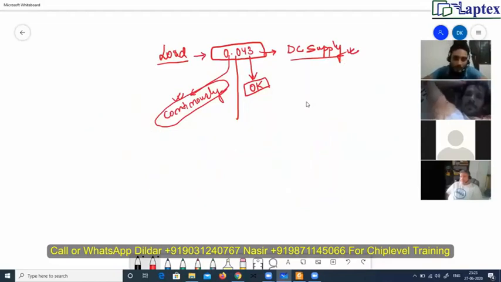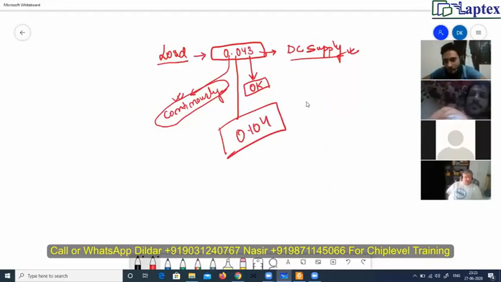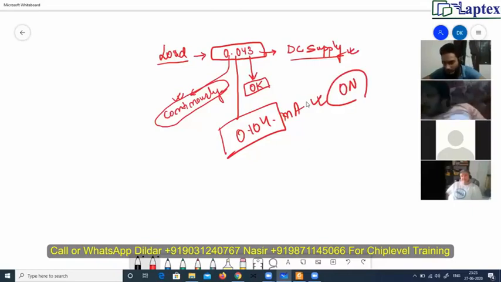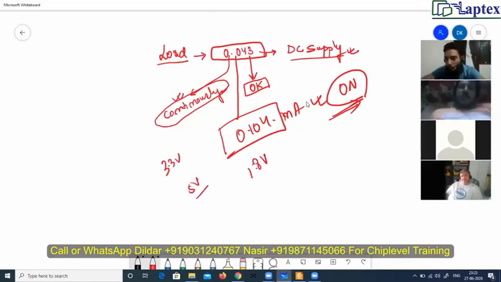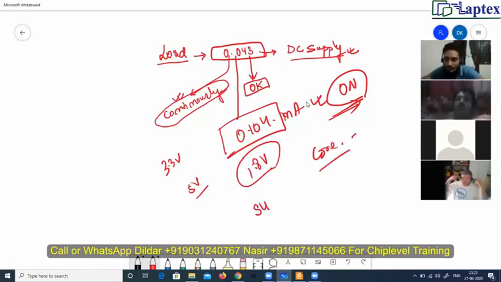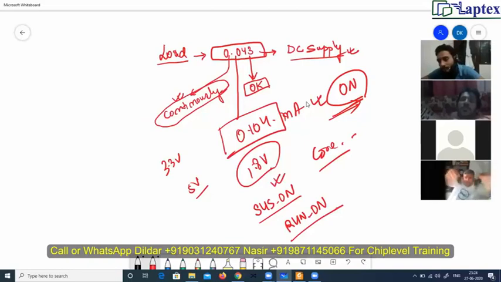It was coming approximately 104 milliamps sometimes. It means my board was getting on up to some sections. In there I was getting 3.3 volt okay, 5 volt okay, RAM voltage okay, core voltage was not coming, and run on. There were two supplies, SAS on and run on. SAS on was coming. You can't hear me?